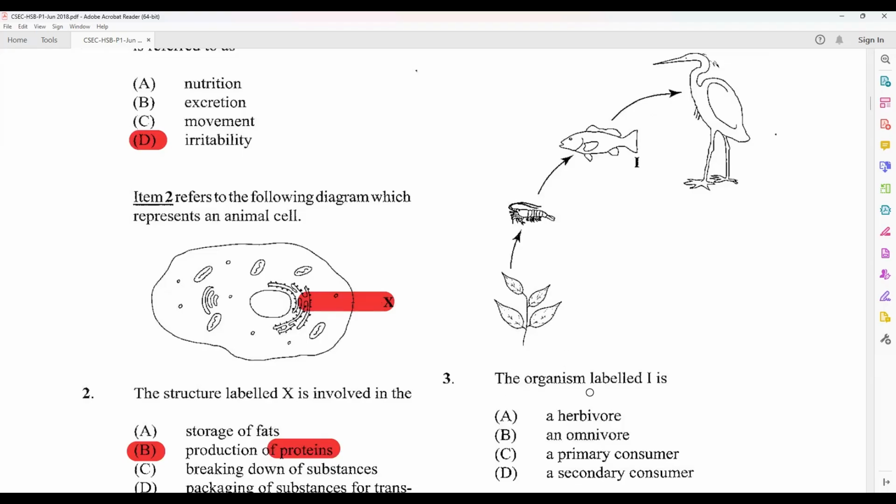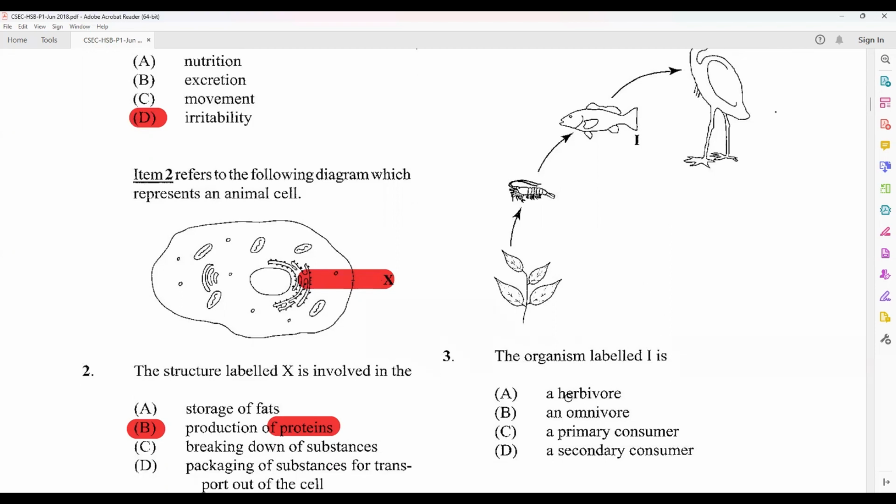The organism labeled Roman numeral 1 is what? It is not a herbivore. A herbivore feeds on plants. It is not an omnivore. An omnivore feeds on both plants and animals. A primary consumer. Primary means first, and it's doing the consuming. So it's not a secondary consumer. So if we count it, this is the primary consumer. This will be the secondary consumer, meaning the second organism doing the eating. Hence, the answer is D.